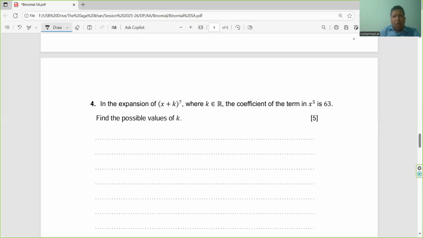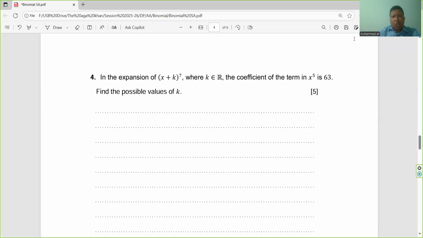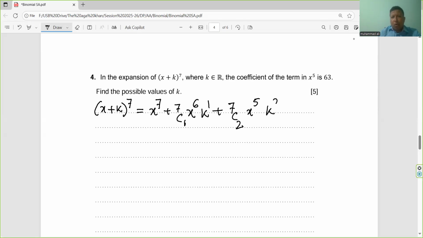Question number 4. In the expansion of (x + k)^7, where k belongs to the real numbers, the coefficient of the term in x to the power 5 is 63. Find the possible values of k. So (x + k)^7, we have to expand this. It will be x to the power 7, 7C1 x to the power 6 k to the power 1, 7C2 x to the power 5 k to the power 2.